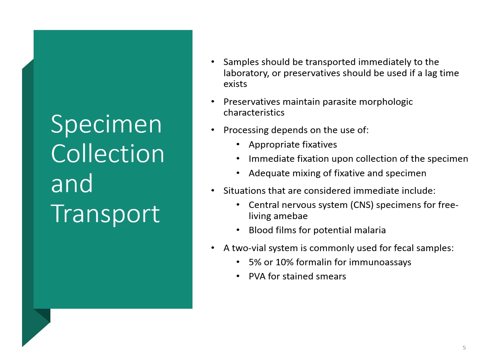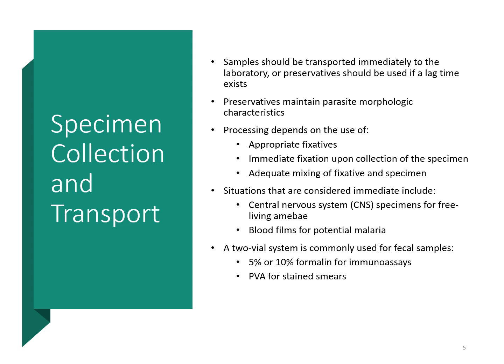The processing of the collection of these specimens is important to make sure that you maintain the stability of those organisms. And then you have some situations where the sample needs to be processed immediately. As soon as it's collected, it needs to be taken directly to the lab to prevent that organism from deteriorating. An example of this would be a spinal fluid collection where you're looking for the free-living amoeba, and also blood films that could contain something like malaria.